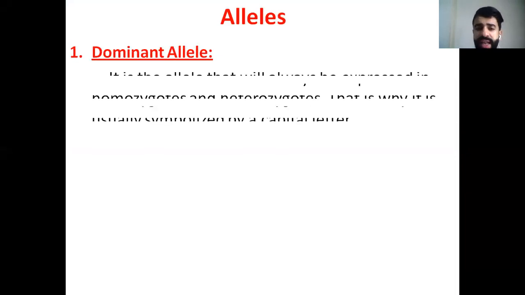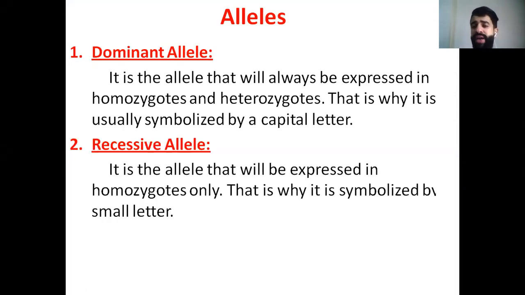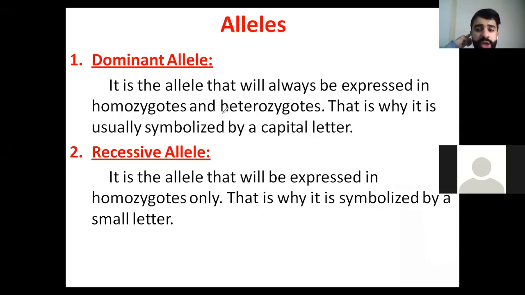Let's review together the meaning of the dominant allele and the recessive allele. We said that the dominant allele is the one that is expressed in both homozygous and heterozygous state. That's why it's usually symbolized by a capital letter. Homozygous means that it's pure, while heterozygous is the hybrid. Homozygous means you have two identical alleles, while heterozygous means we have two different alleles.